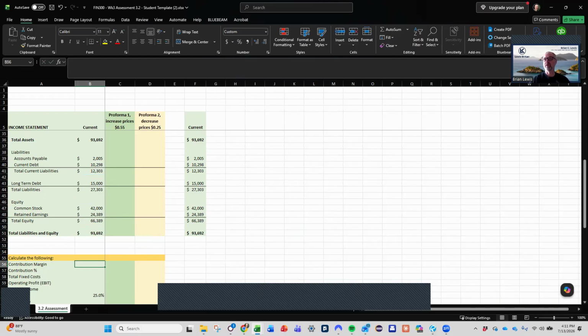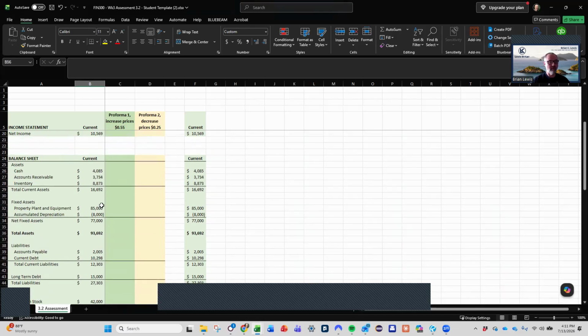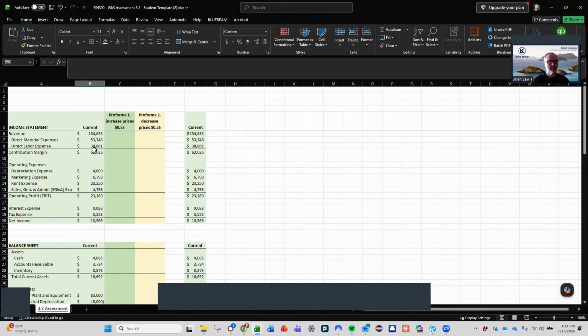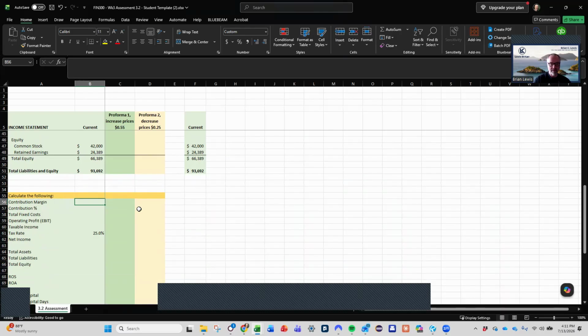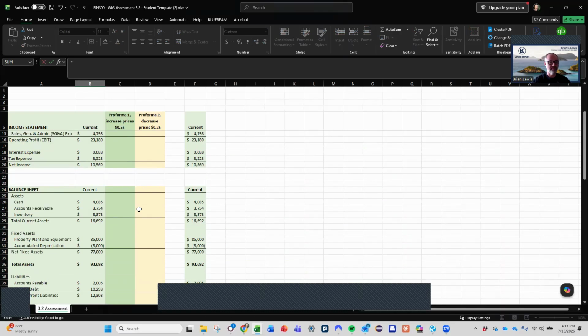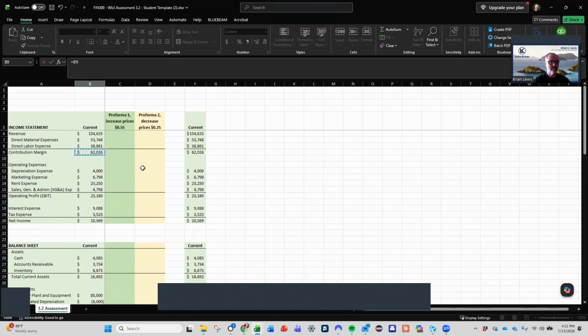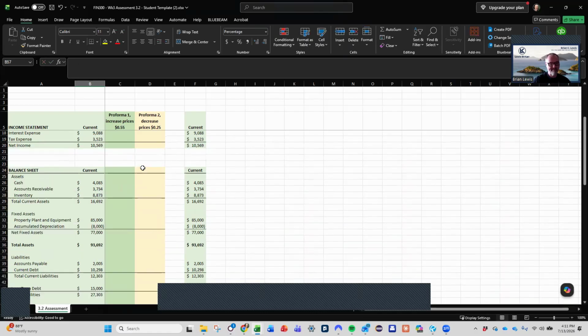Well, that's always a great idea. Calculate what our contribution margin is. So that's going to be right there, the 62,000 should be the same. Since it's already calculated, we're not going to have to really figure that out. Let's just pull it right there.